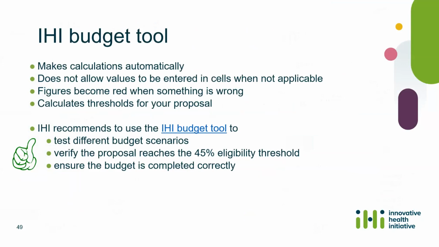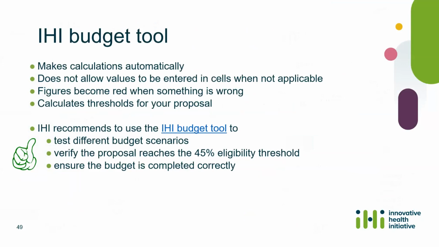Also, figures become red when there is something wrong. So, for instance, regarding what we discussed about the sources of financing, in case the tool detects some profits, then the requested EU contribution would become red, so that you can correct it and make sure that all costs are covered, but that there is no profit.